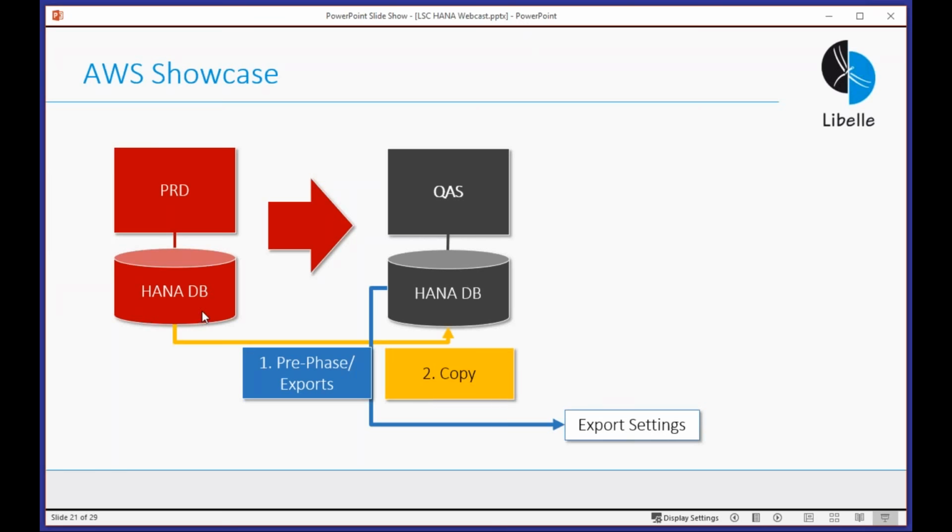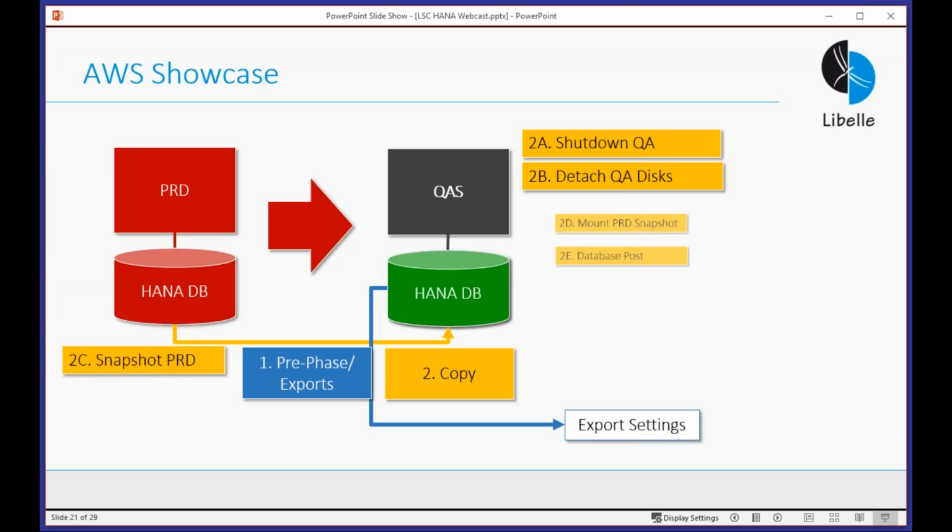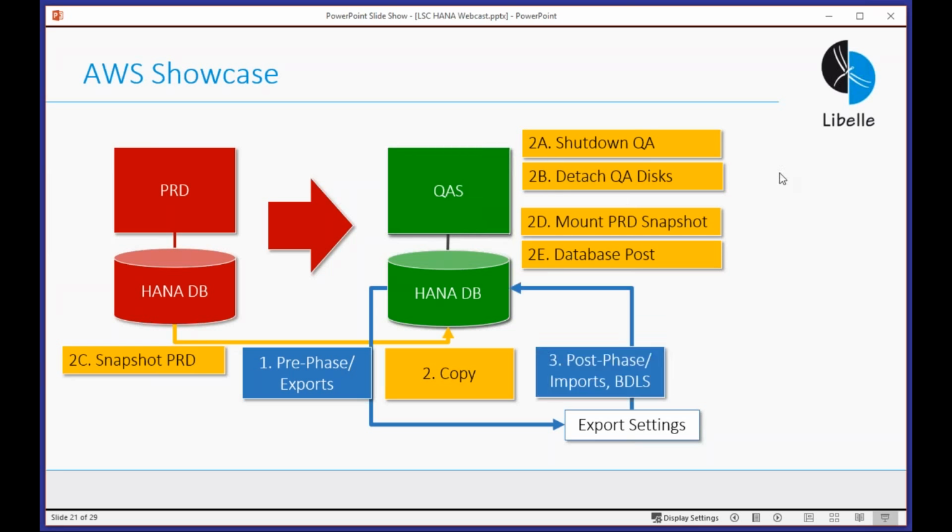We have a HANA DB production system that is up and running, and a QA system which we want to refresh, so we need to copy the production database to the QAS database. There are a couple of steps in this copy phase. We shut down QA, detach the disks in order to take a snapshot of production, and then mount that snapshot on the QAS system. Then we do the database post steps. These steps, pre-copy and then the sub-steps A, B, C, D, and E, are all automated and encapsulated in the automation software. After that, we do our standard post-processing, do the imports, and run the PDLS.